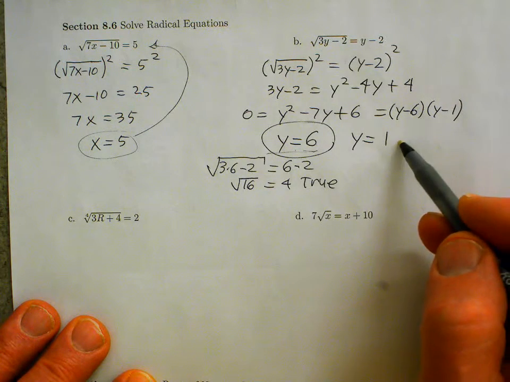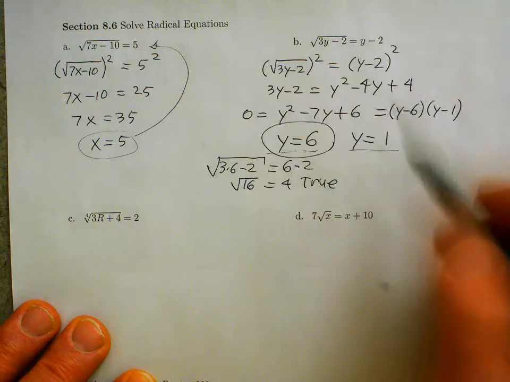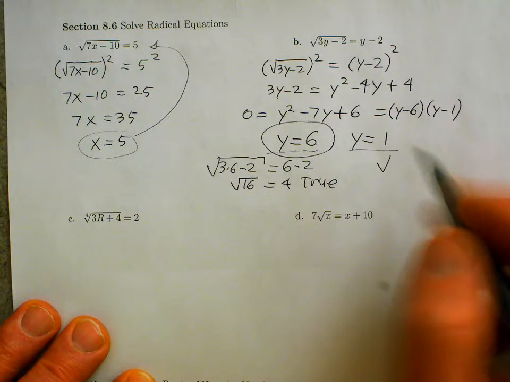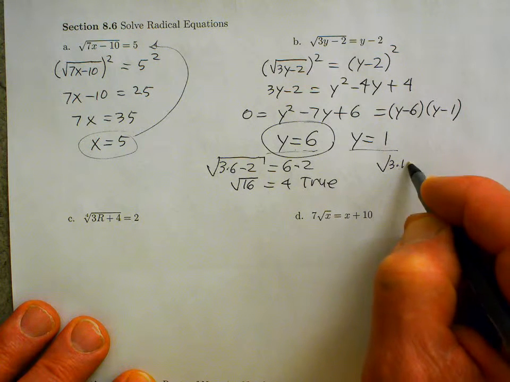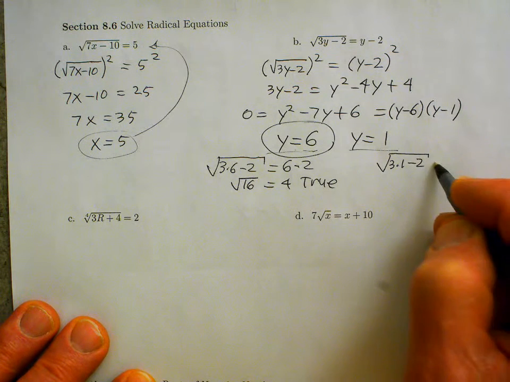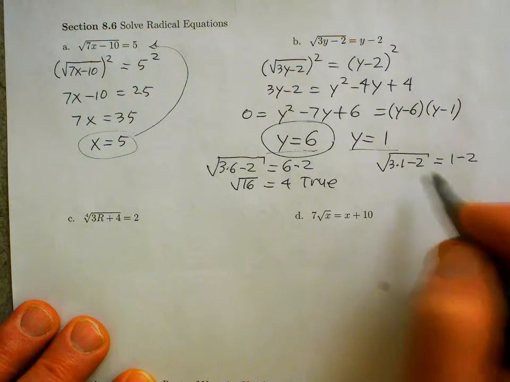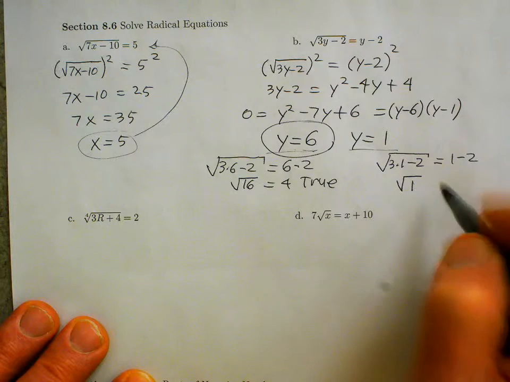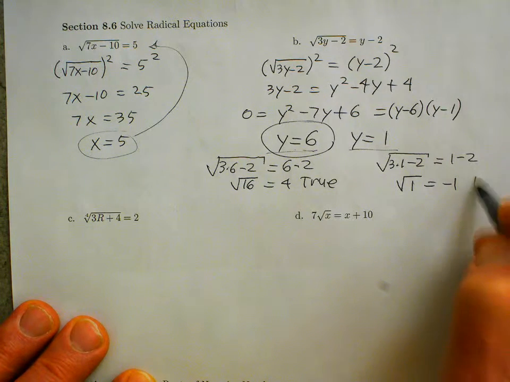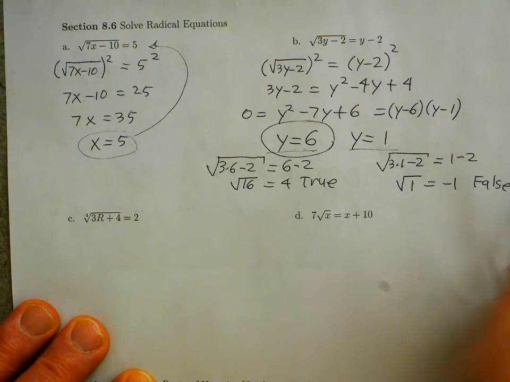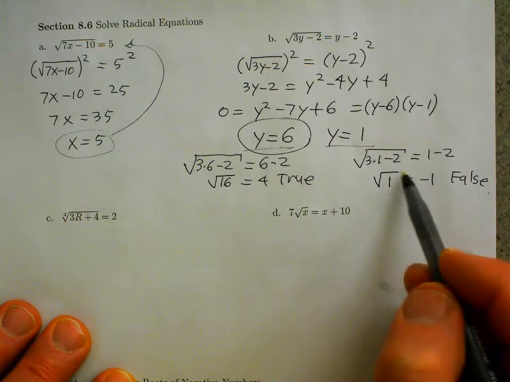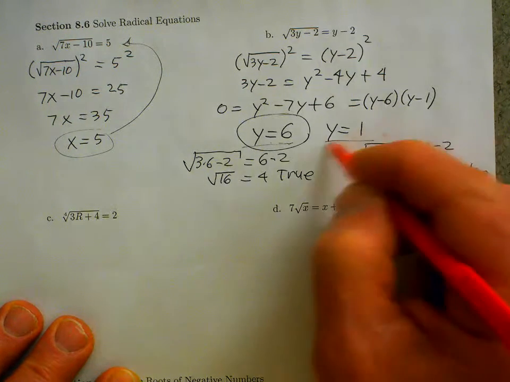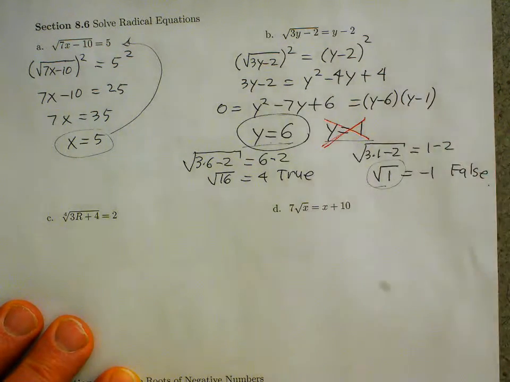And when we test y equals 1, replace y with 1, we get the square root of 3 times 1 minus 2. On the right-hand side, 1 minus 2. So the positive square root of 3 minus 2, or the positive square root of 1, equals negative 1. That's false. The left-hand side is a positive square root. So that means y equals 1 is not a solution.